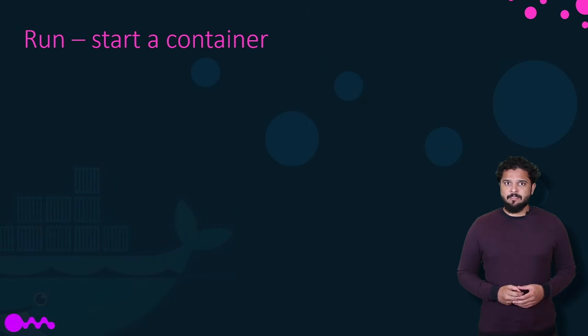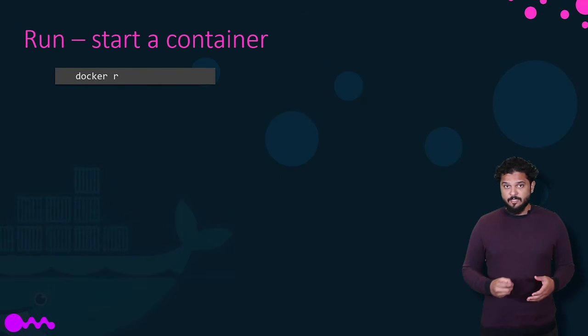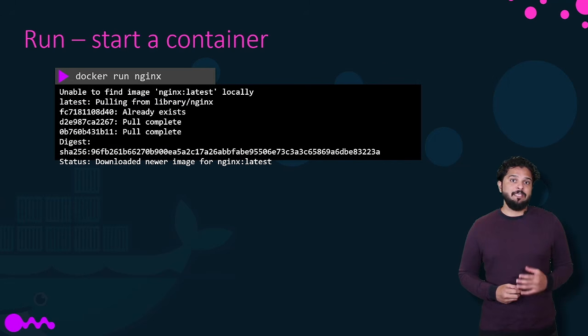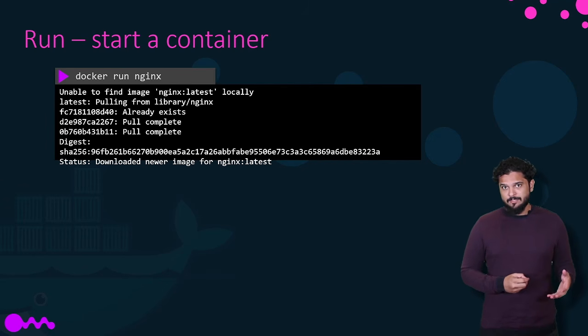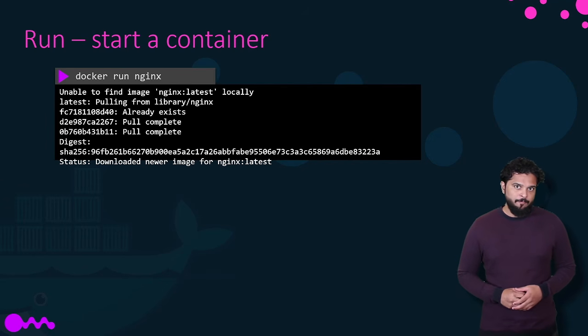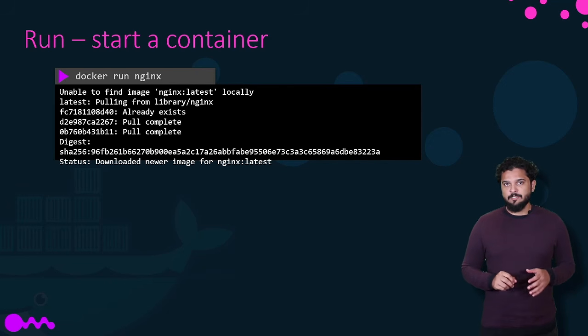The Docker run command is used to run a container from an image. Running the Docker run nginx command will run an instance of the nginx application on the Docker host if the image already exists. If the image is not present on the host, it will go out to Docker Hub and pull the image down. But this is only done the first time. For the subsequent executions, the same image will be reused.